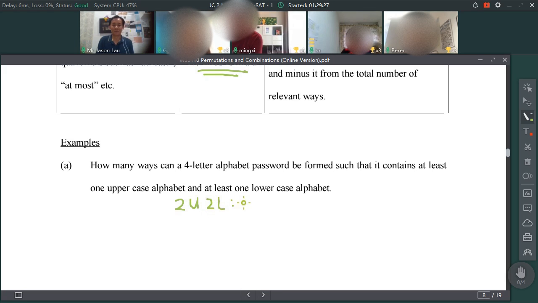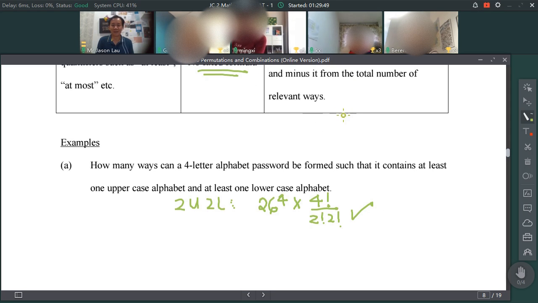Okay, this group. 26 to the power of 4 times 4 factorial over 2 factorial times 2 factorial. Brilliant.